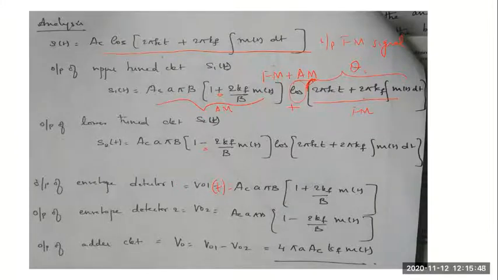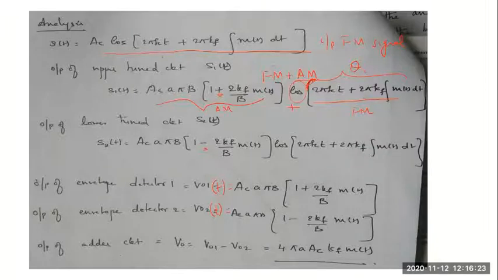So what have we done? We have taken only this amplitude part and kept it here: A_c a pi b into 1 plus 2 kf by capital B m of t. Okay. So just the amplitude of the cosine is extracted after the envelope detector. Similarly, S2, when it is sent through the lower envelope detector 2, we get the output of that envelope detector as this magnitude: A_c a pi b into 1 minus 2 kf by B m of t.